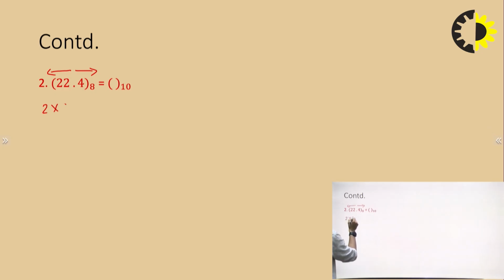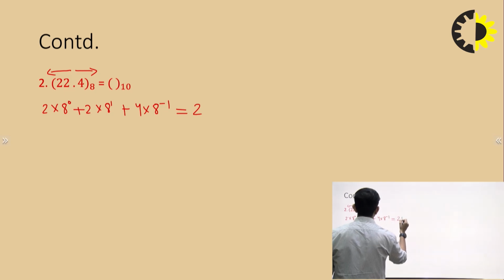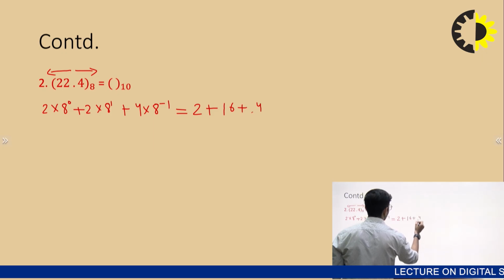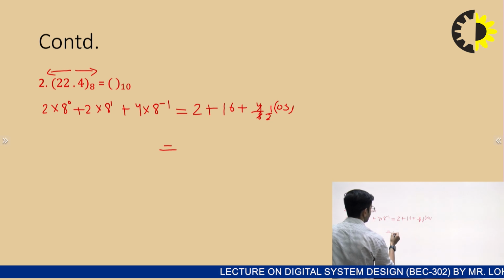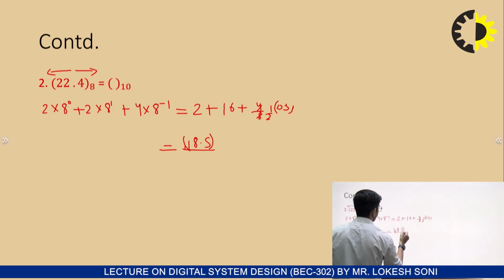So we start from 2 into 8 to the power of 0, plus 2 into 8 to the power of 1, because our base is 8, plus, after the fractional part, the power will be negative. So 4 into 8 to the power of minus 1. If we add this, we get our decimal number. So 8 to the power 0 is 1 only, so 2, plus 8 into 2 is 16, plus 4 by 8, which is 1 by 2, nothing but 0.5. After adding these numbers, we get 18.5. This is our decimal number, the octal to decimal conversion.